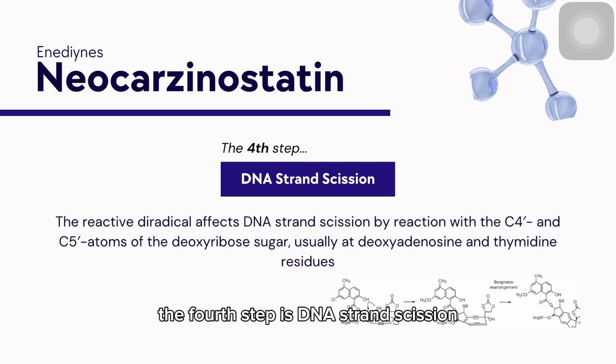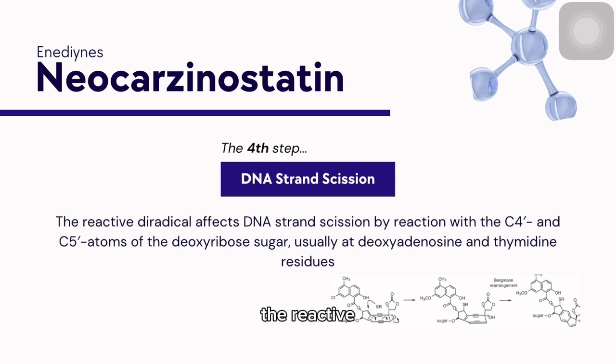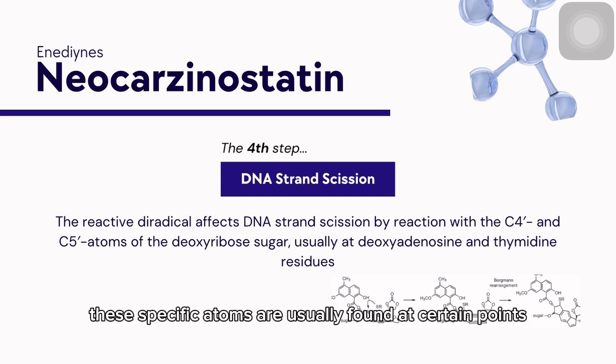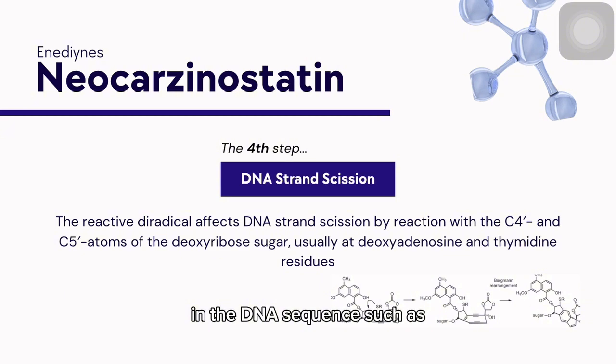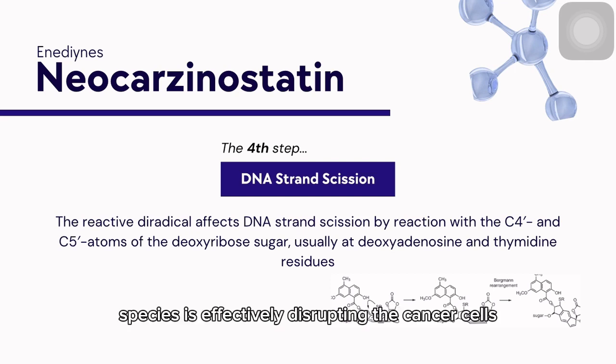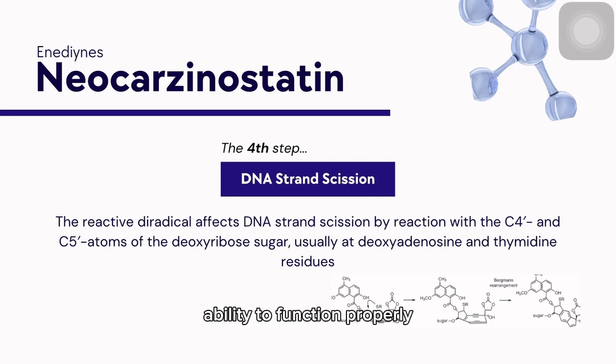The fourth step is DNA cleavage. The reactive diradical causes breaks in the DNA strands, disrupting the DNA's normal function. But it's not just causing random breaks, it is specifically reacting with certain atoms, which are C4' and C5' of the deoxyribose sugar in the DNA. These specific atoms are usually found at certain points in the DNA sequence, such as deoxyadenosine and thymidine residues. By causing breaks at these specific points, the radical species is effectively disrupting the cancer cell's ability to function properly.